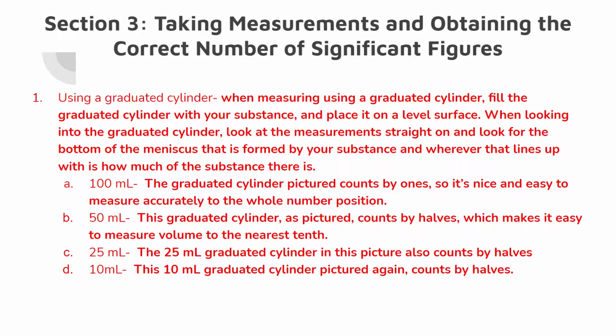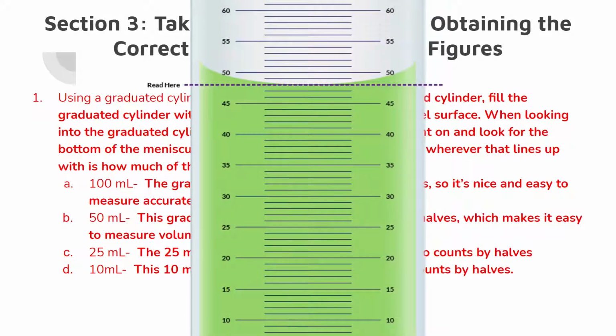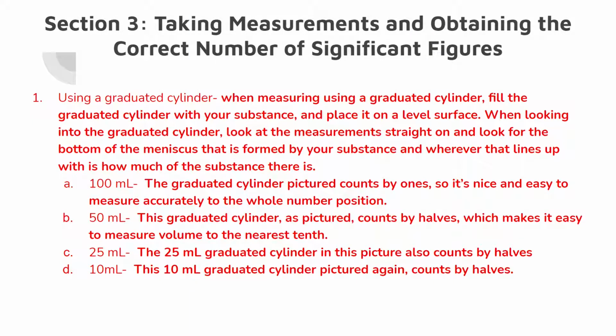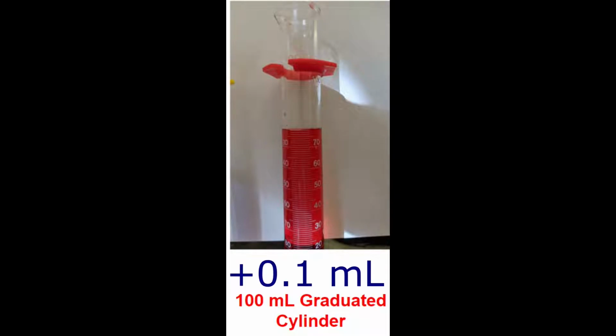Section 3. Equipment. When it comes to using a graduated cylinder, fill it with your substance and place it on a level surface. When looking at the graduated cylinder, look at the measurements straight on and look at the bottom of the meniscus that is formed by your substance. Wherever that lines up with is how much of the substance there is in there. On a 100 milliliter graduated cylinder, as the one pictured shows, the increments are in whole numbers, so it's nice and easy to measure accurately with whole number positions. You then add a tenth of a milliliter in order to calculate the significant figure.